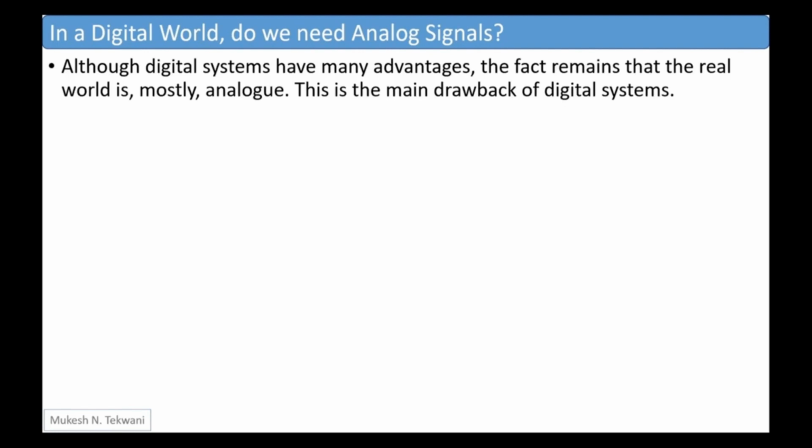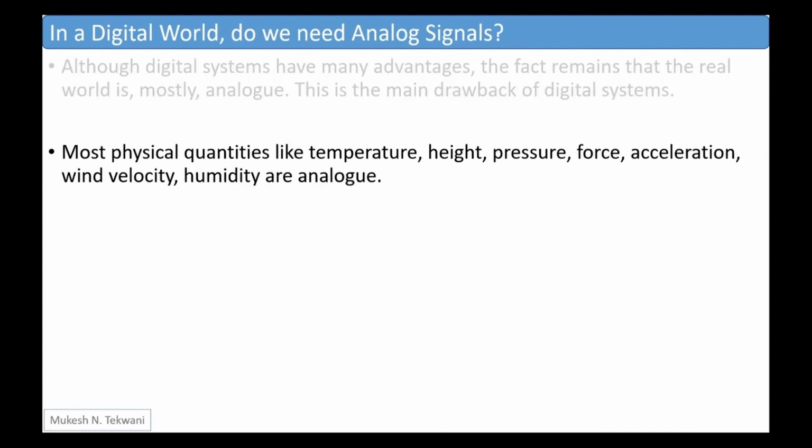So in a digital world, why do we need an analog signal at all? Although digital signals have many advantages, the fact remains that the real world is mostly analog. This is the major drawback of digital signals. For example, temperature, height, pressure, force, acceleration, wind velocity, these are all analog quantities. These are continuously varying quantities. So for example, the temperature of a room will vary continuously, not from one level abruptly to another level.